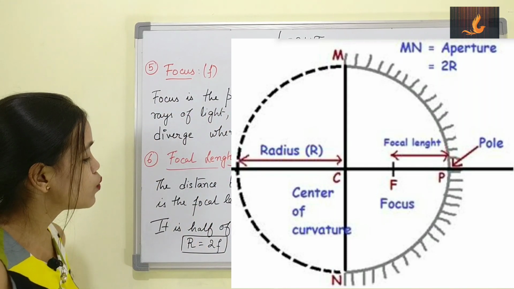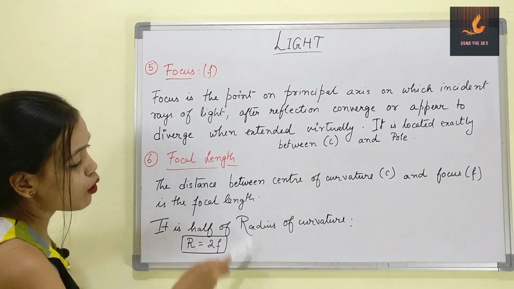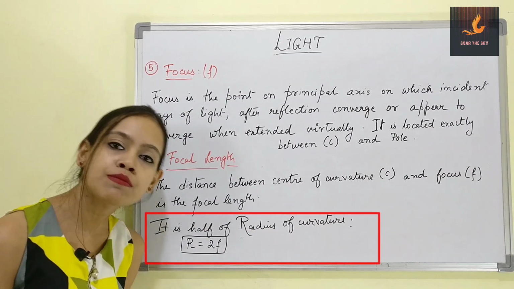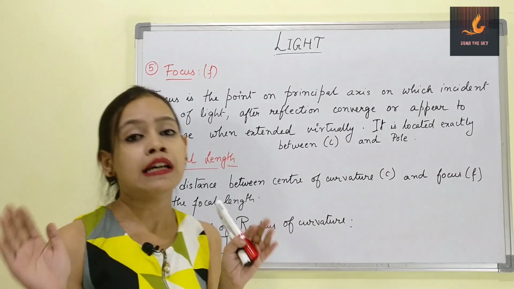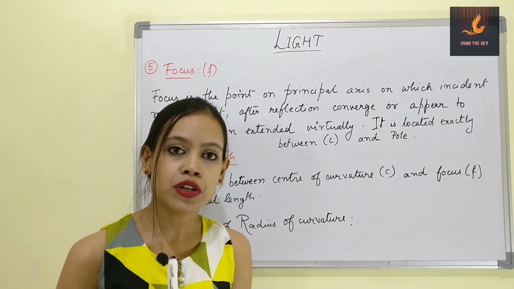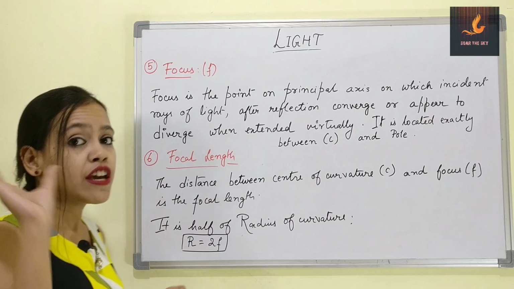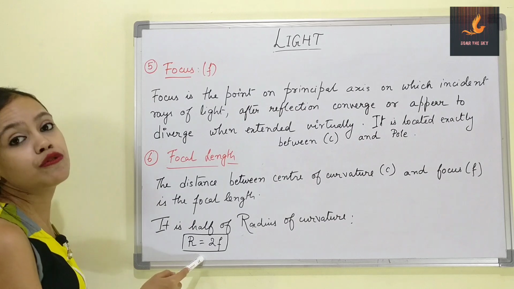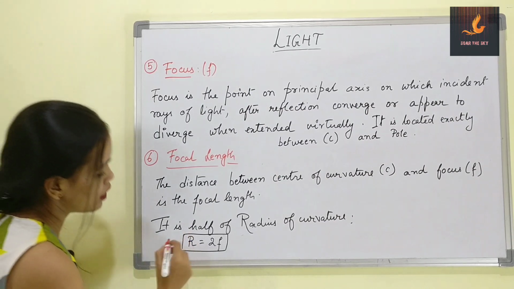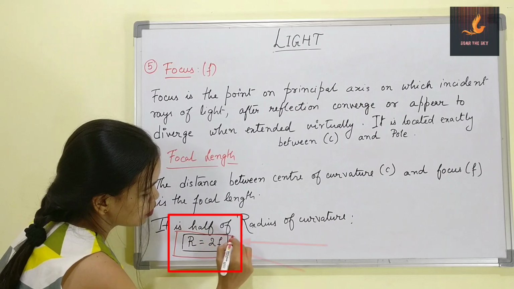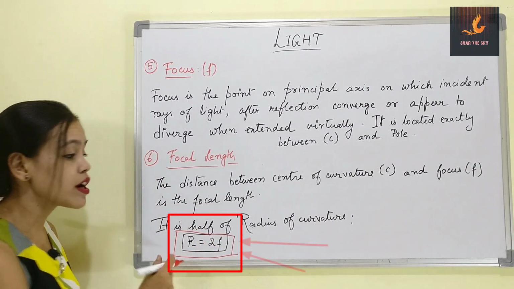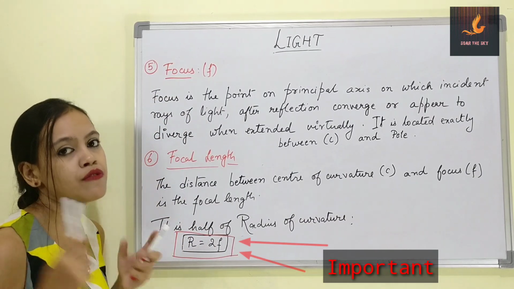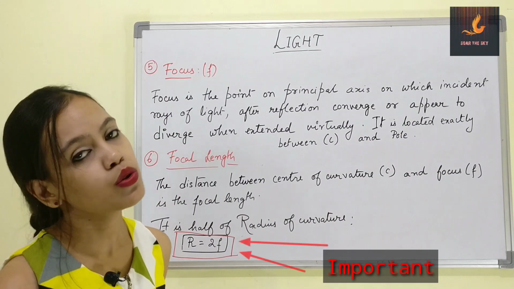Now focal length will always be half of radius of curvature. We have studied about radius of curvature. We know that the distance between the center of curvature and the pole, that is radius of the mirror, is what we call as radius of curvature. If we half it, if we just divide it by 2, we will get the focus. So this is basically a formula for both the radius of curvature and focus. You can say this is the relationship between the radius of curvature and focus. If any one of the values is given, you can find out the other.